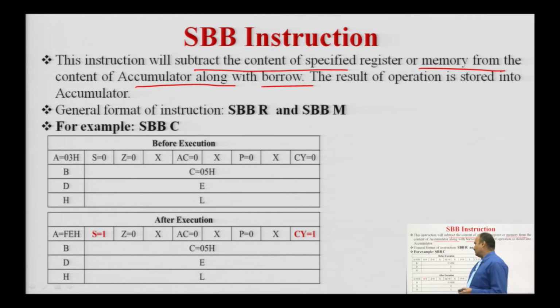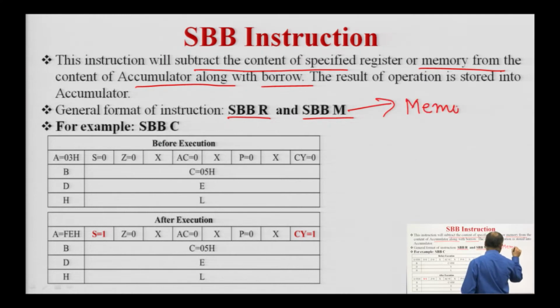The general format of this instruction is SBB R and SBB M. In place of R we can use any general purpose register, that is register B, C, D, E, H and L. The other is SBB M, where M indicates the memory. This instruction will subtract the content of the memory location from the content of the accumulator along with the borrow flag and store the result of the operation into the accumulator.